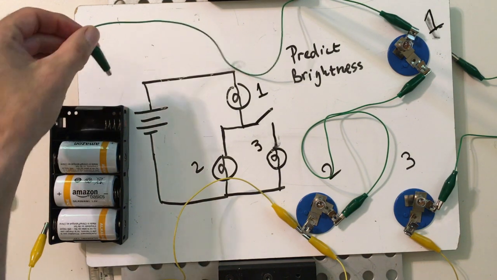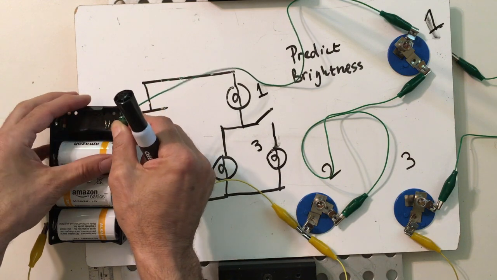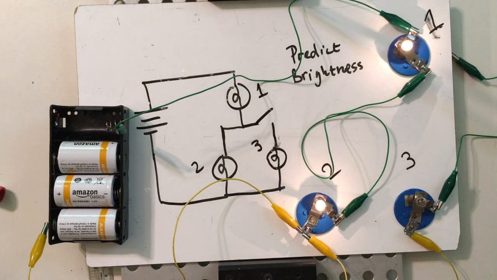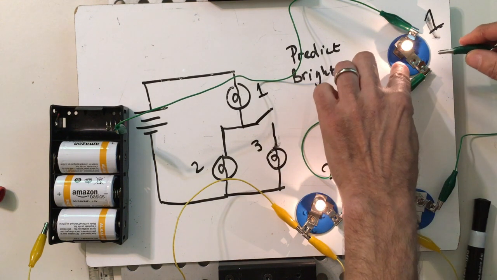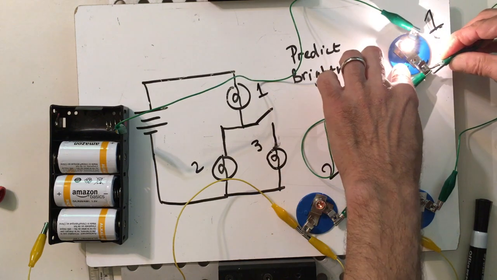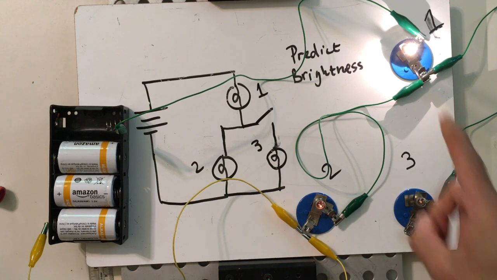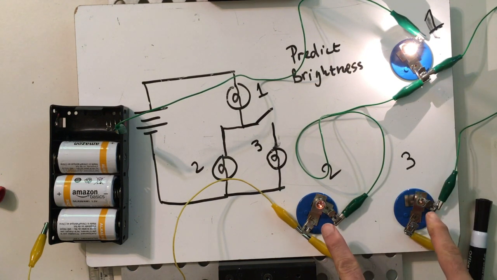I'll connect the circuit. Notice the brightness of bulbs 1 and 2 approximately equal. Then I'll add bulb 3. Look at that. Isn't that cool? Bulb 1 got a lot brighter. Bulbs 2 and 3 got dimmer. They're close to equal. I think the difference is largely attributable to different brands of bulbs or just different bulb tolerances.